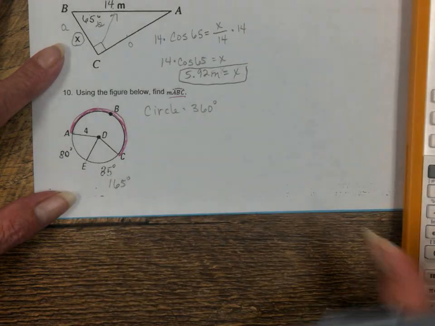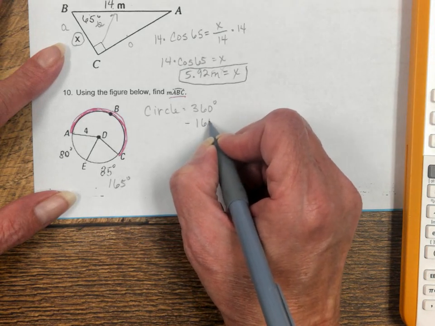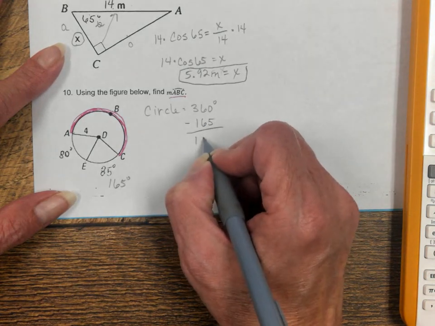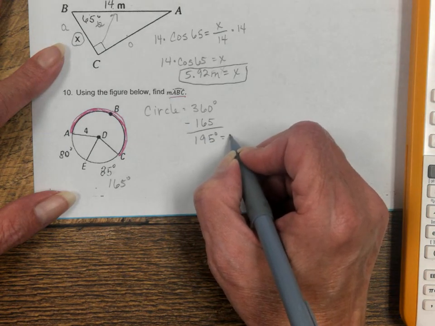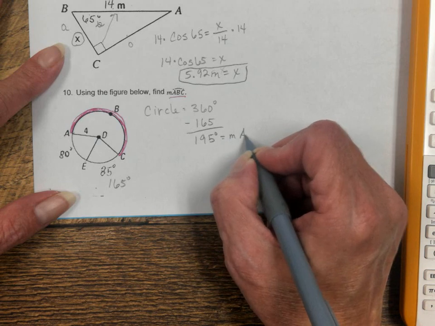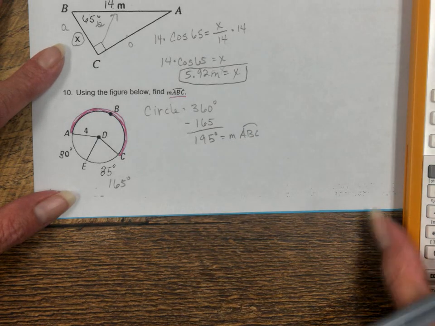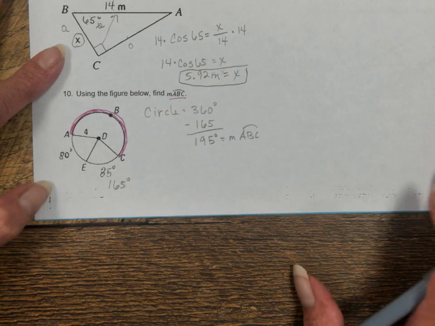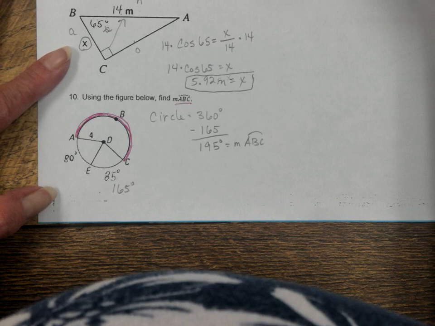So I'm going to take the difference. Okay, so 360 minus 165 is going to give me 195. And that is the measure of arc ABC. Cool? All right. Let's go to the next page. Number 11.